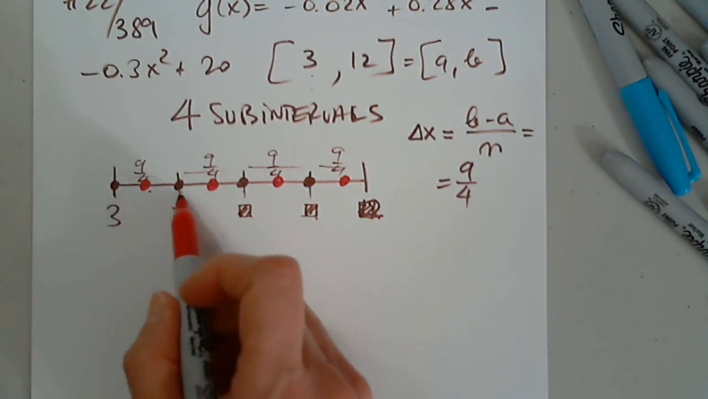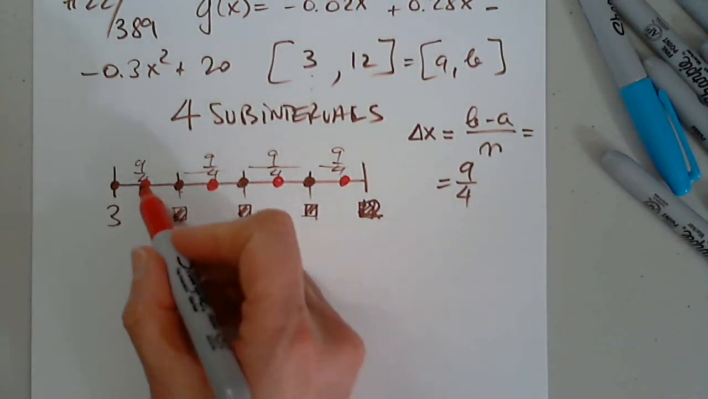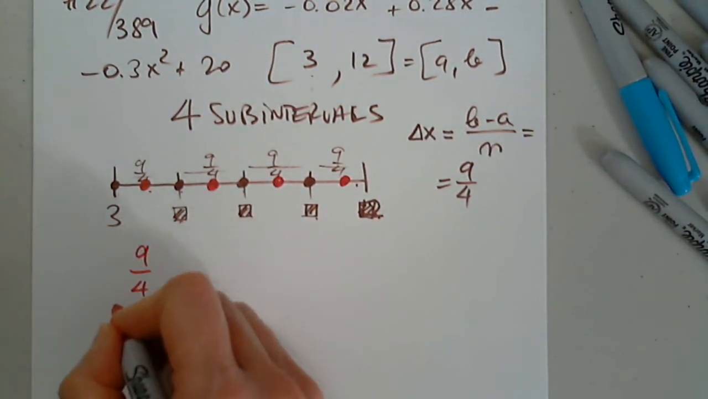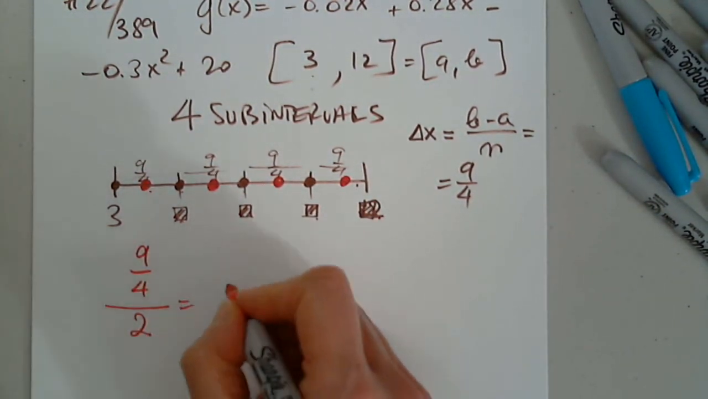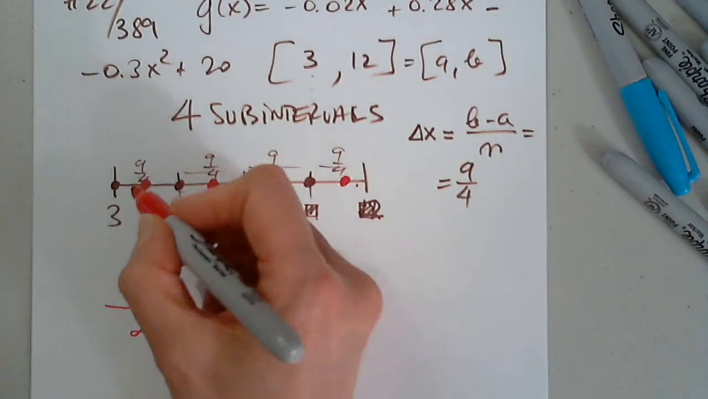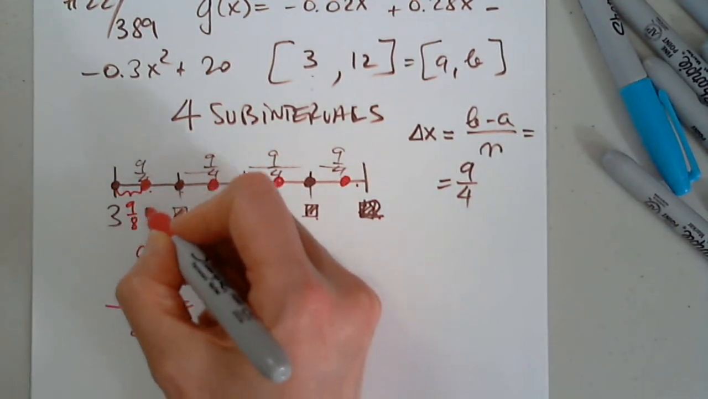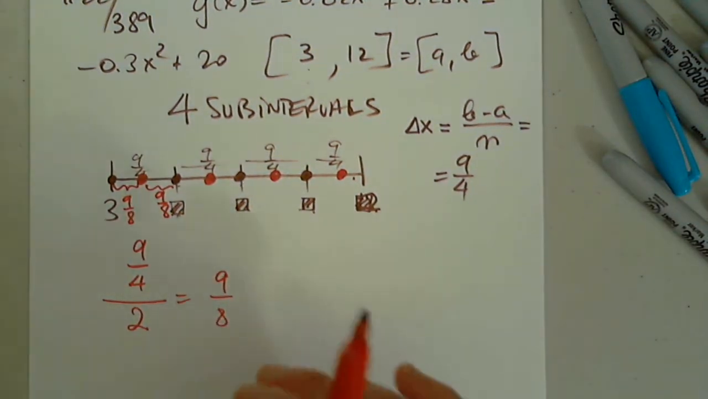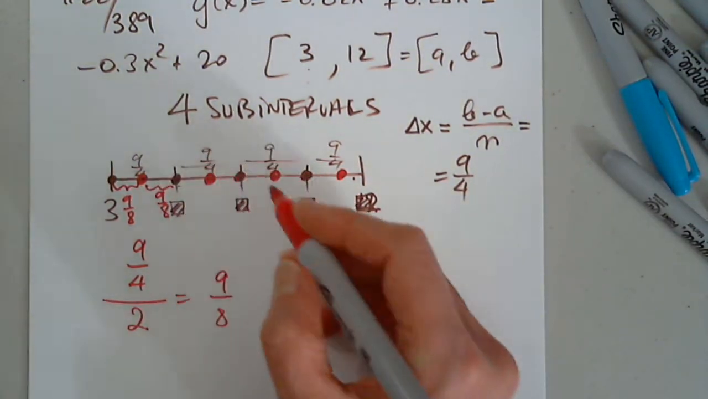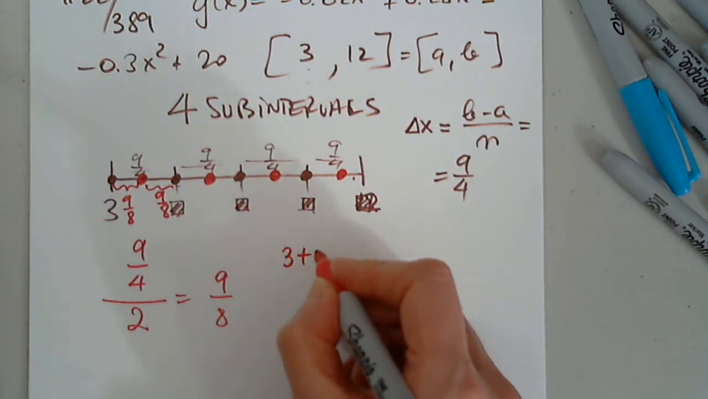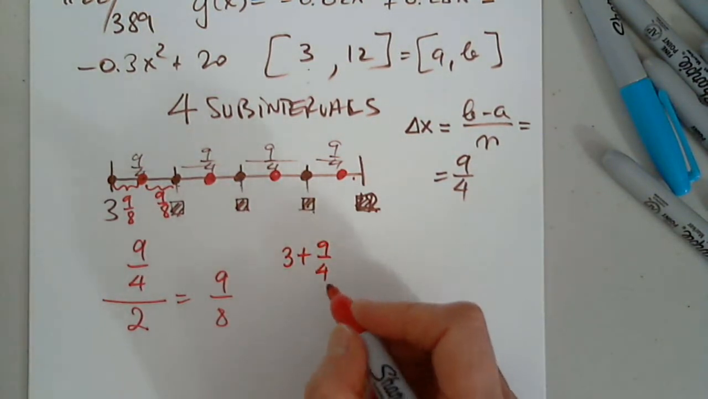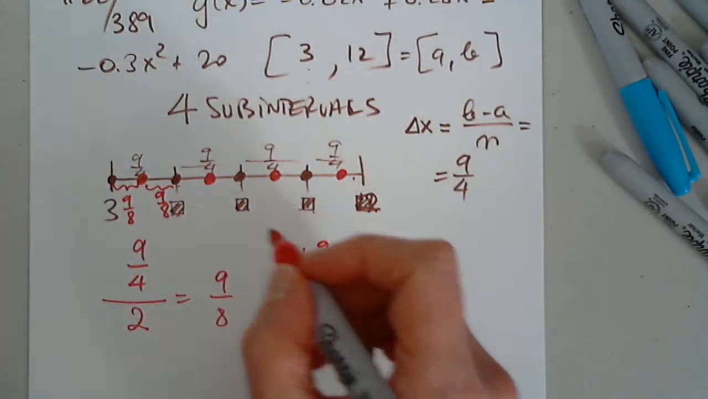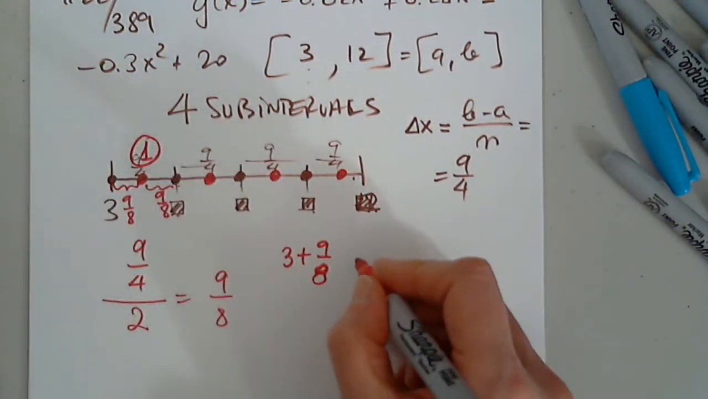So the midpoint, so first of all I have to determine these values. So what is 9 divided by 4 divided by 2? So this is 9 over 8. So now this piece is 9 over 8, and all these pieces are 9 over 8, and so forth. So the first one is 3 plus 9 over 8. 3 plus 9 over 8 will be the first point. So this is number 1.